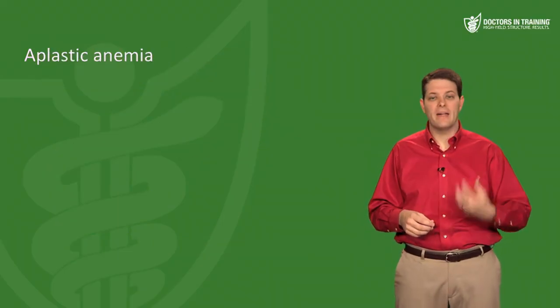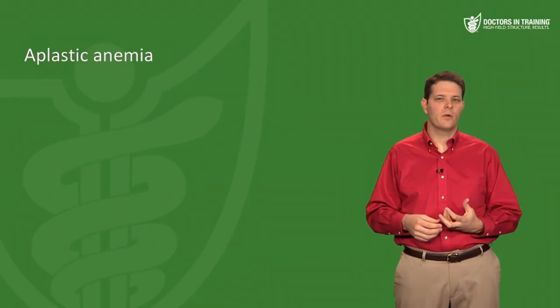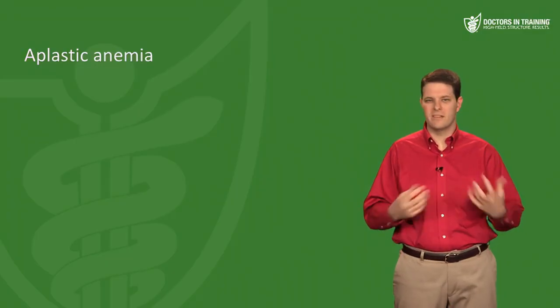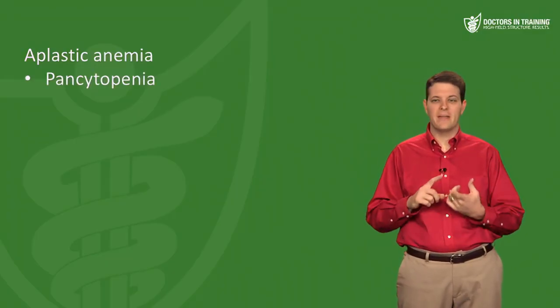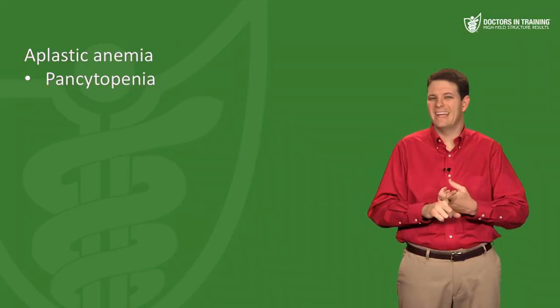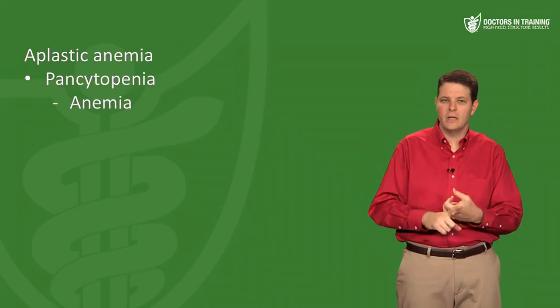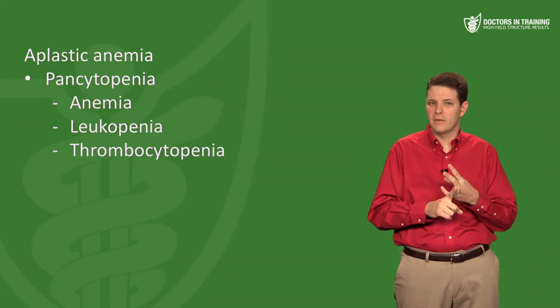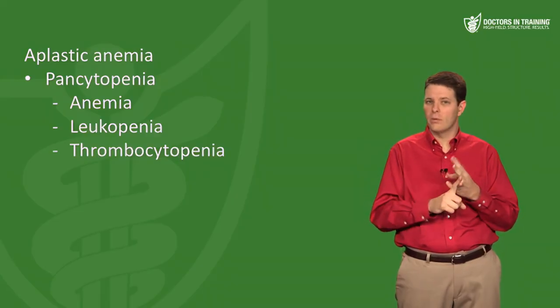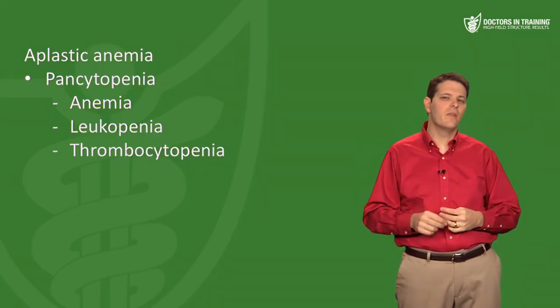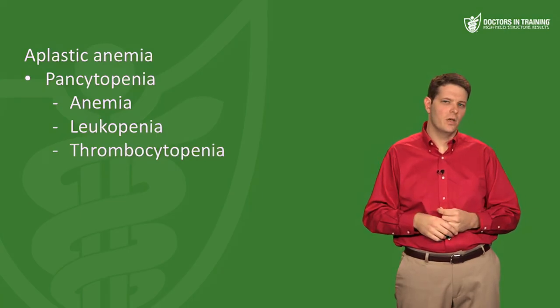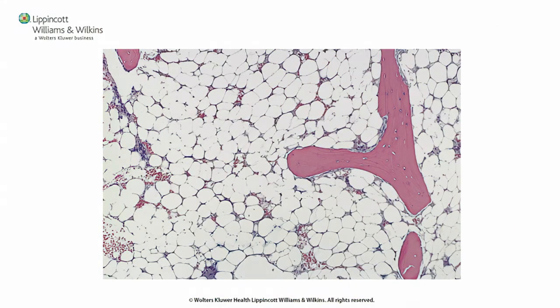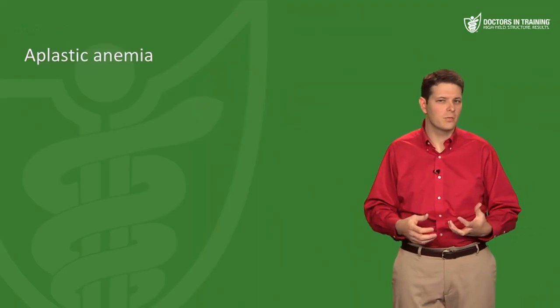Moving on then to aplastic anemia. Aplastic anemia is where the marrow just gives up and quits making cells altogether. So you might see pancytopenia, or failure of the marrow to make any cell lines. So you can have anemia, leukopenia, and thrombocytopenia. No red cells, no white cells, no platelets. And you definitely need to know the histology of aplastic anemia. You have hypocellular bone marrow with fatty infiltration. So if on your test you see a bone marrow and it's filled with adipocytes, you know you're dealing with aplastic anemia.